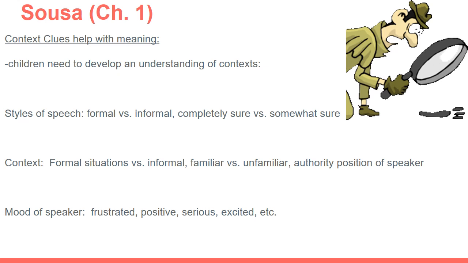And so children are learning that, and one way they learn that is through using context clues. So if they're in a situation where they know the speaker and they're familiar and comfortable with the speaker, they might be very informal. But when they are in the school setting or when they're with someone they don't know as well, they might be more formal or less sure in their speech patterns.